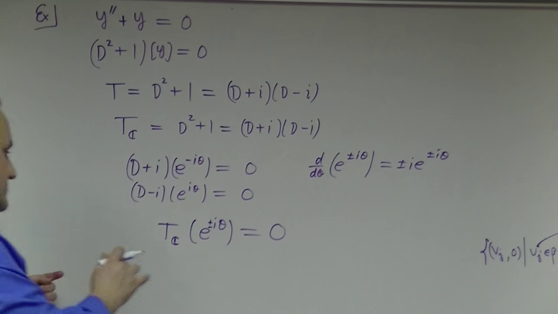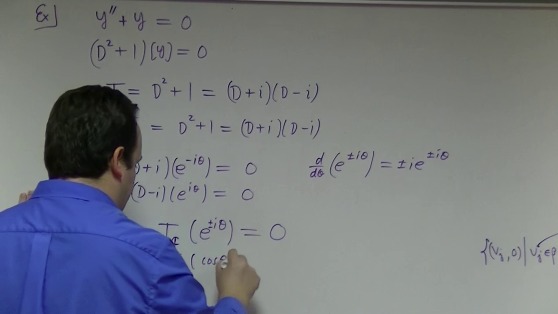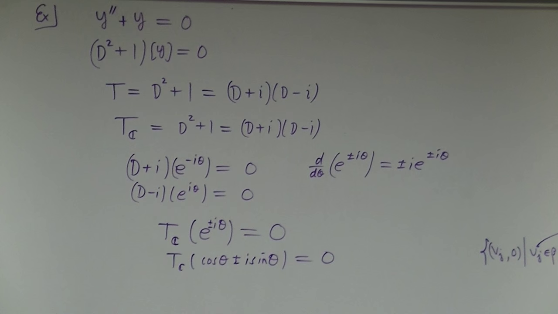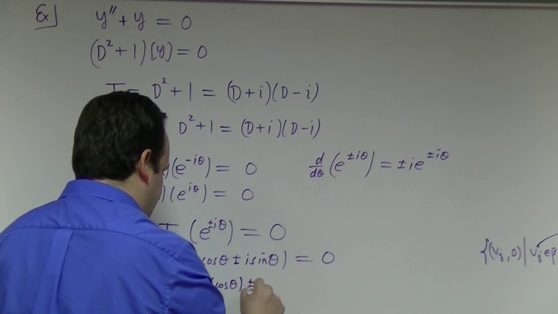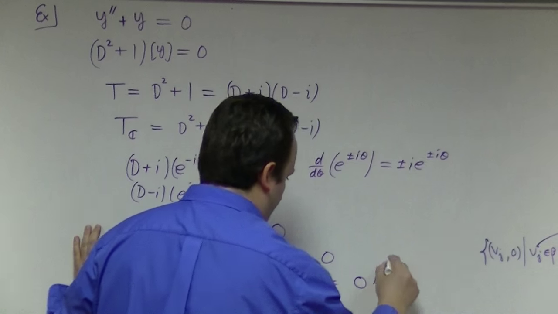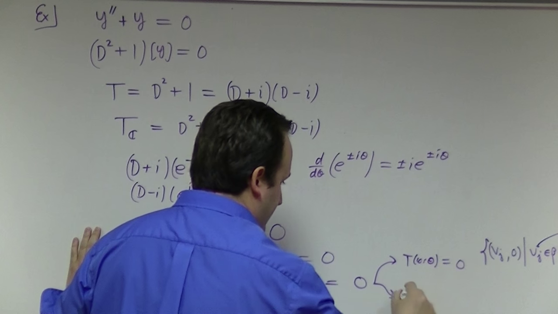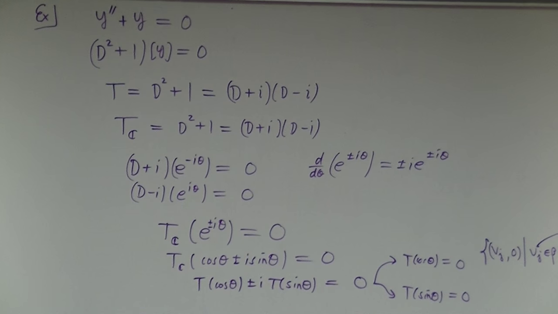So who cares? Well, the thing about that, though, is that that is what? That's actually T sub c of cosine theta plus or minus i sine theta equal to zero. But what was our definition of complexification? This is T of cosine theta plus or minus i T of sine theta is equal to zero. What's that actually tell me? The real part and the imaginary part separately tell me that T of cosine theta is equal to zero and T of sine theta is equal to zero. In other words, the real and imaginary parts of my complexified solution are separately and independently solutions to the real problem, which we began with.